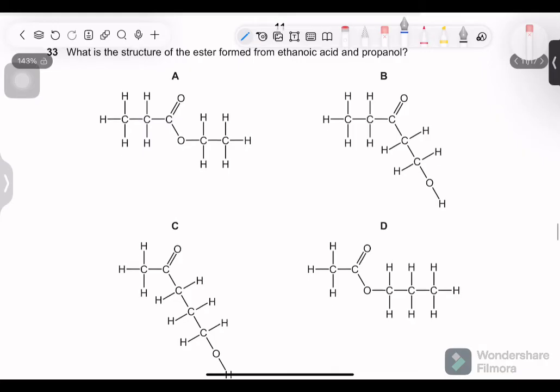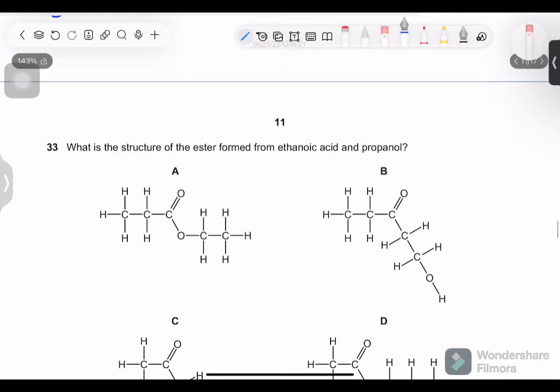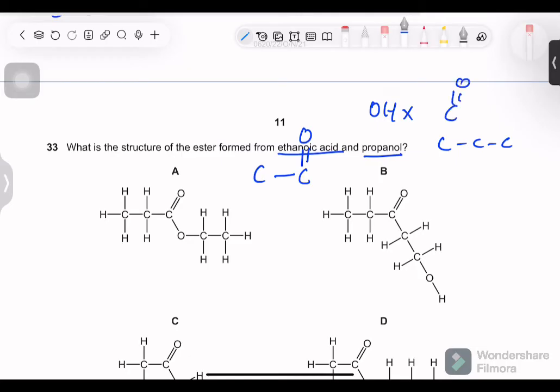Next, what is the structure of the ester formed from ethanoic acid and propanol? Ethanoic acid means the substance having the carbon-oxygen double bond should contain two carbon atoms, and the propanol, which means the part without the double-bonded oxygen, should have three carbon atoms. And because it is an ester, there should be no OH group or COOH group, because this OH and this H have combined and been removed as water.